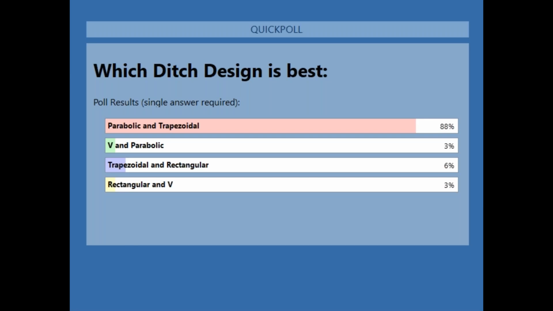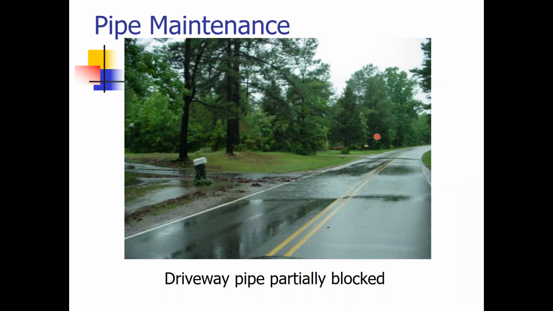We are at 80%, so I closed it out and shared the results. The top choice was parabolic and trapezoidal at 88%. Then we had 3% for V and parabolic, 6% for trapezoidal and rectangular, and 3% for rectangular and V. So I'll hide the question.